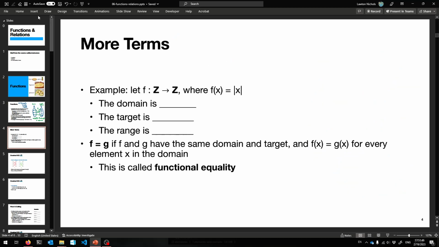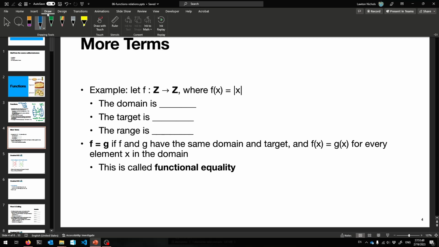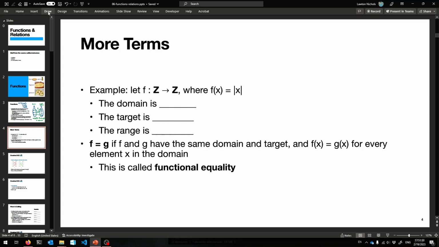All right, even more terms, of course, because this is a new set of slides. Let's pretend we have a function. This colon symbol is saying what the domain is and what the target is, or what the codomain is. So f is a function that takes integers to integers. That's how you read it. And then here's its definition. F of some x outputs the absolute value of the input. So for example, f on negative 42 takes the absolute value and spits out positive 42.